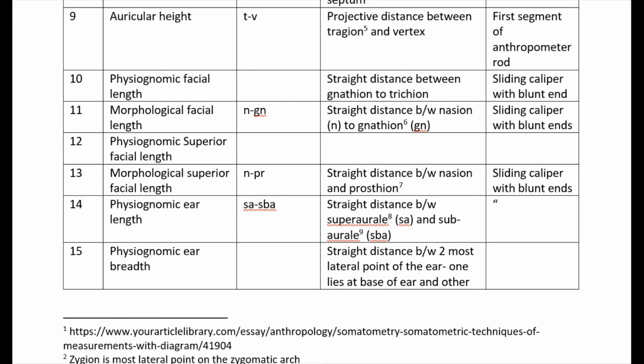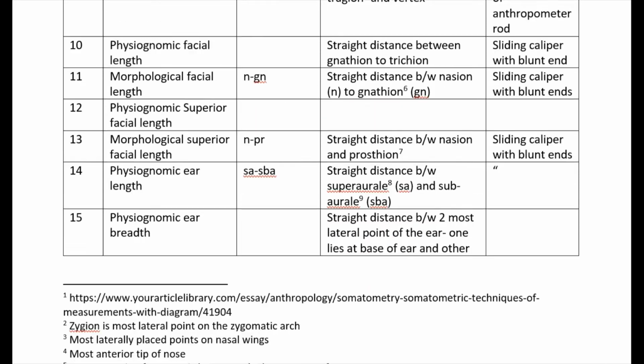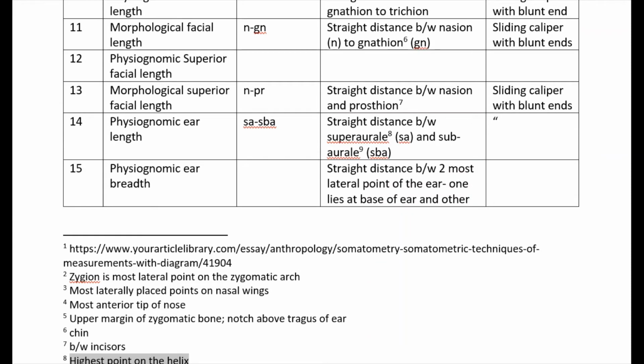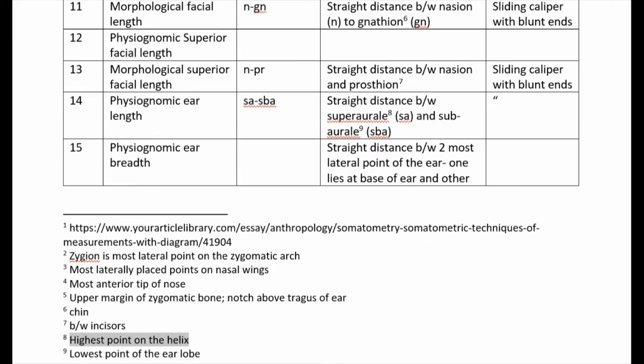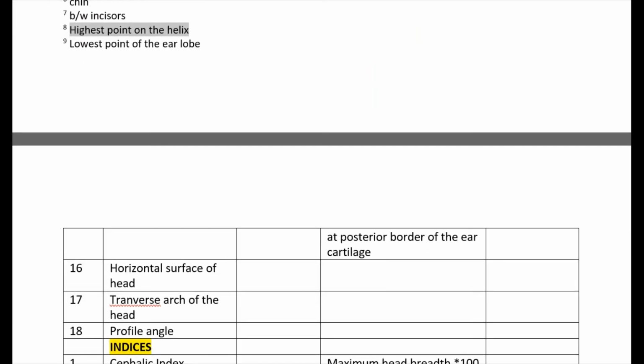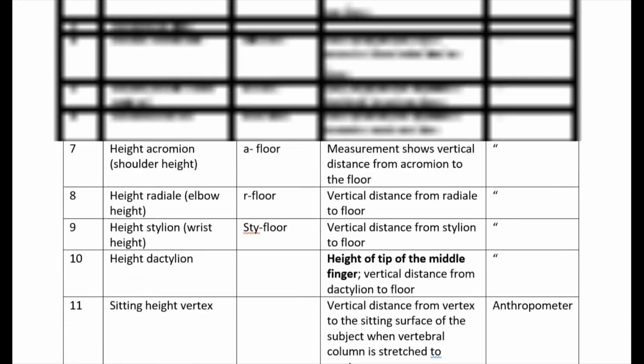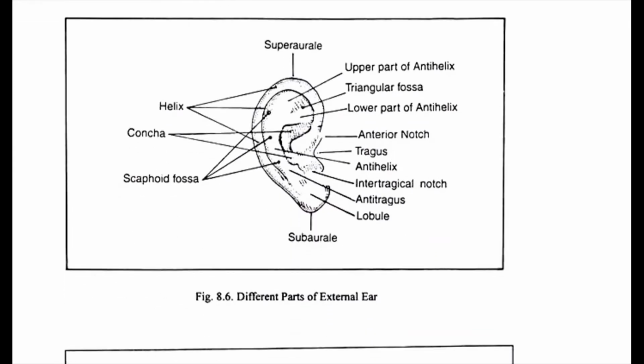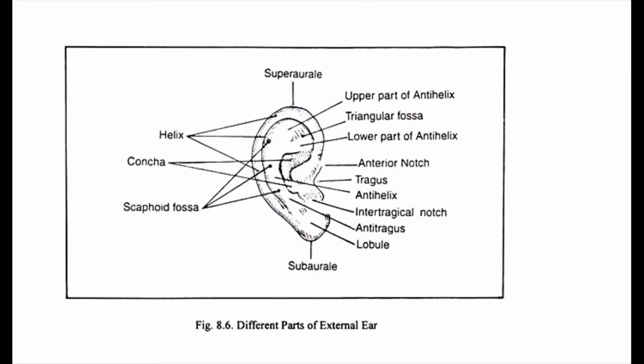Now what is the physiognomic ear breadth? So breadth, again, is a horizontal distance we are taking. So it's a straight distance between the two most lateral points of the ear. One lies at the base of the ear and the other at the most posterior border of the ear cartilage. So from here we take from the tragus. Now tragus is also visible in this. So here also you can see the zygomatic arch being projected. So this point is identified as tracheon.